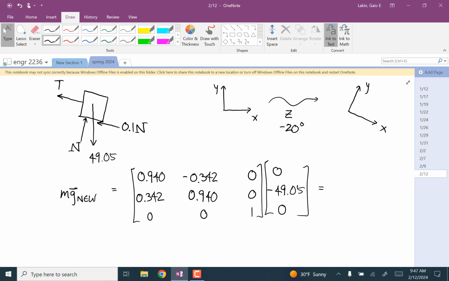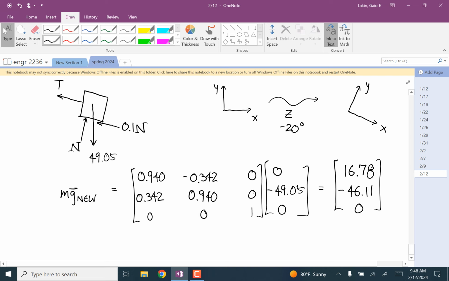You said 0.34? Yeah. 16.775. I didn't figure out the sign. Yeah, okay, this one's positive. 16.78. Okay, and then what's 0.940 times 49.05? 46.11, let's call it. And then 0. And so there is your weight force vector in the new coordinate system.